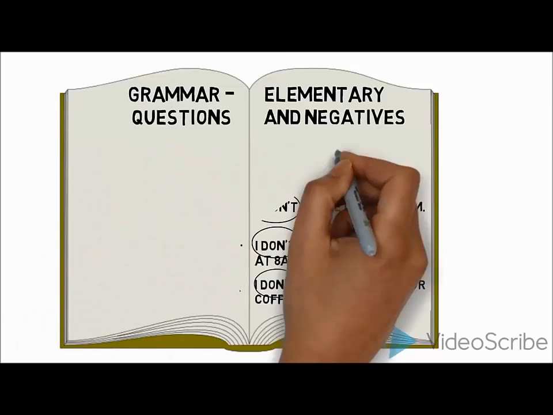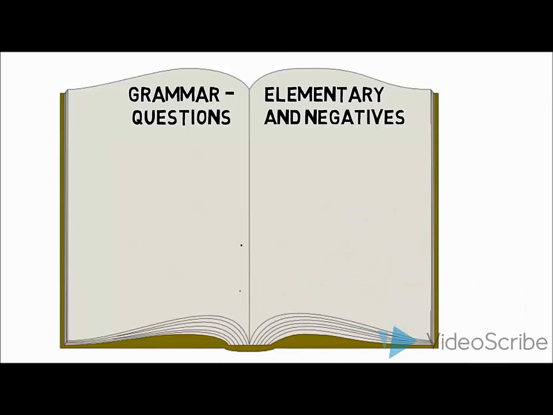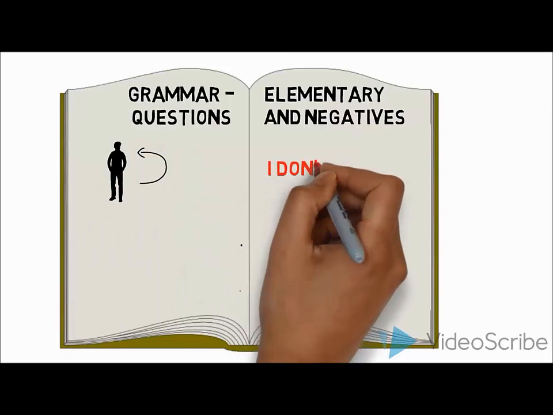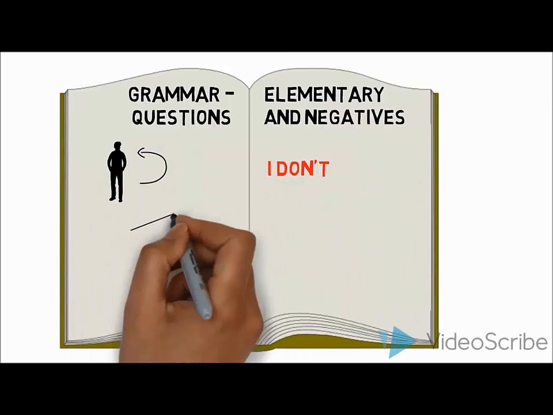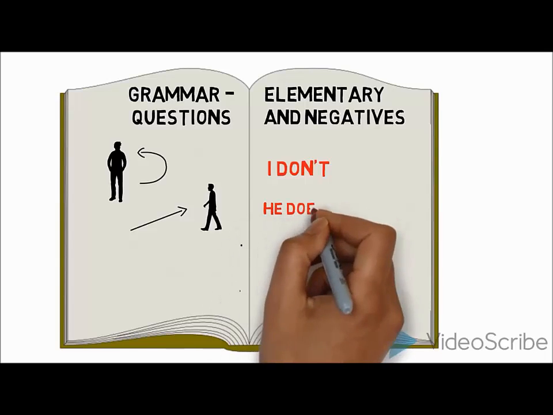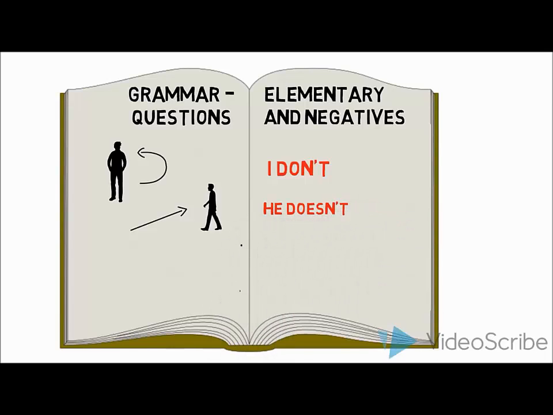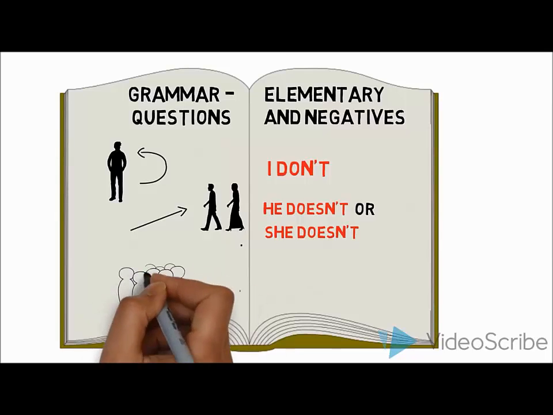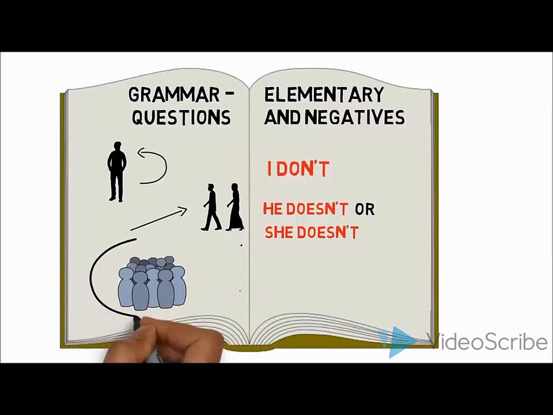Now let's look at other subjects. If I'm talking about myself, I say I don't. If I'm talking about another man, I say he doesn't. And if I'm talking about a woman, I say she doesn't. How about a group of people? They don't.